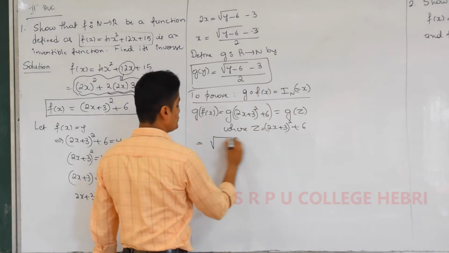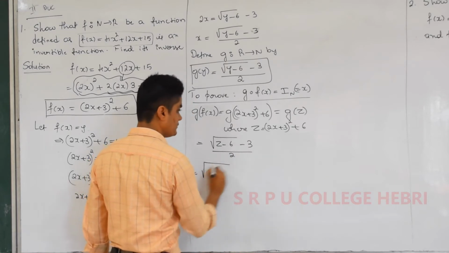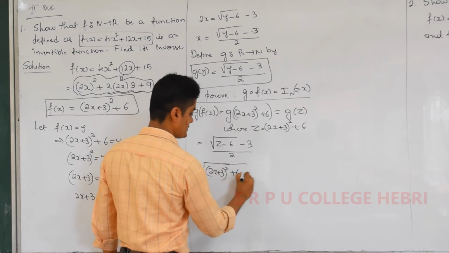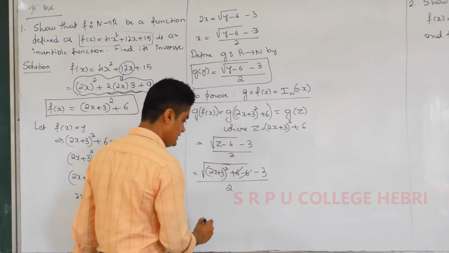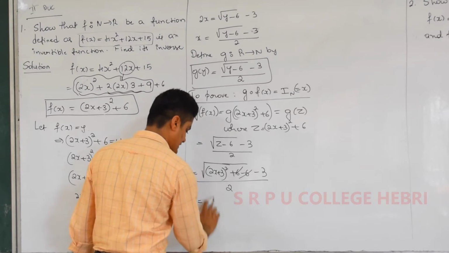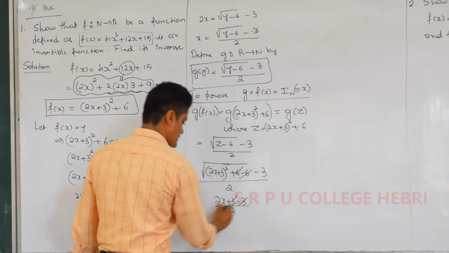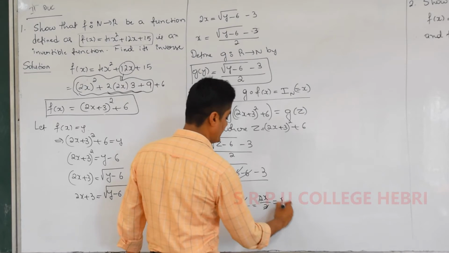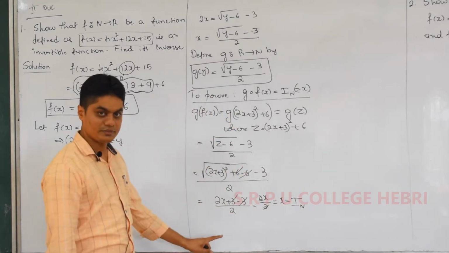So what does g of z become? Root of z minus 6 minus 3, by 2. That is root of (2x plus 3) whole square plus 6 minus 6, minus 3, whole divided by 2. 6 minus 6 cancel, and root and square cancel. So directly you can write (2x plus 3 minus 3) divided by 2. The 3 minus 3 cancel, 2x by 2 cancels, and we get x. So this is nothing but the identity function of the domain. You remember working like this?